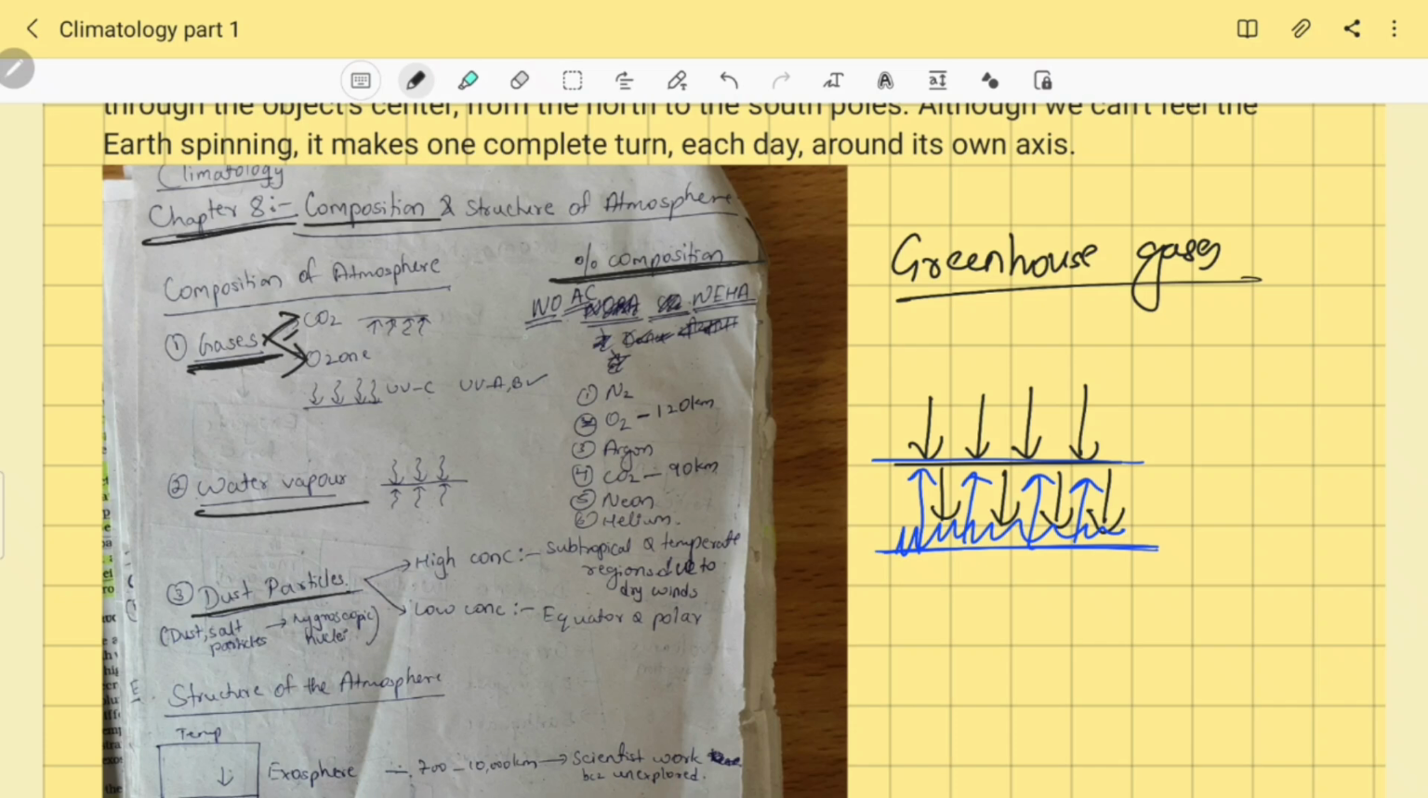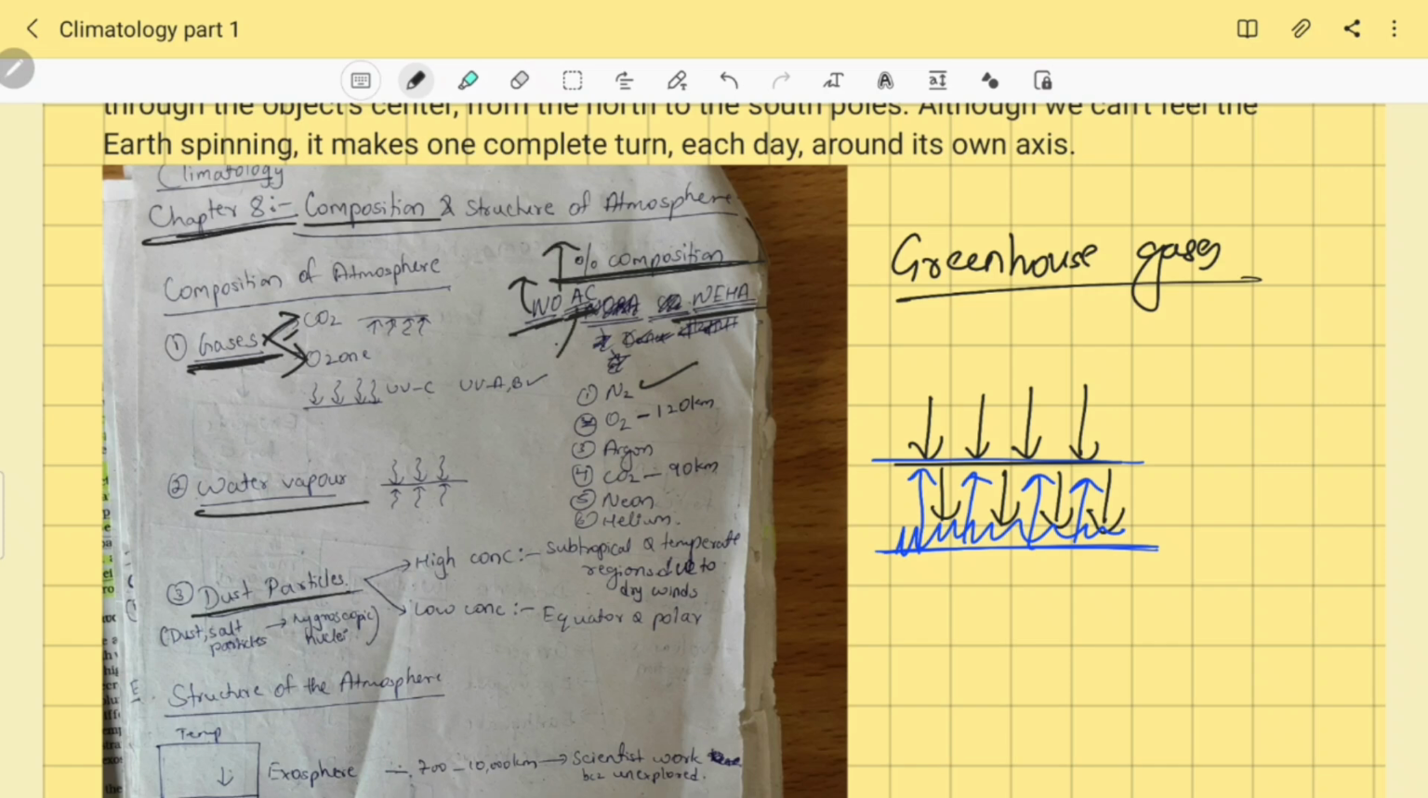I have made this small mnemonic because in most of the competitive exams they ask this question, like what is the composition. So you can say NO AC NEHA. So it's like a mnemonic. N in NO AC NEHA, the first N stands for nitrogen. Nitrogen is present in huge quantity in the atmosphere. Then we can see oxygen.